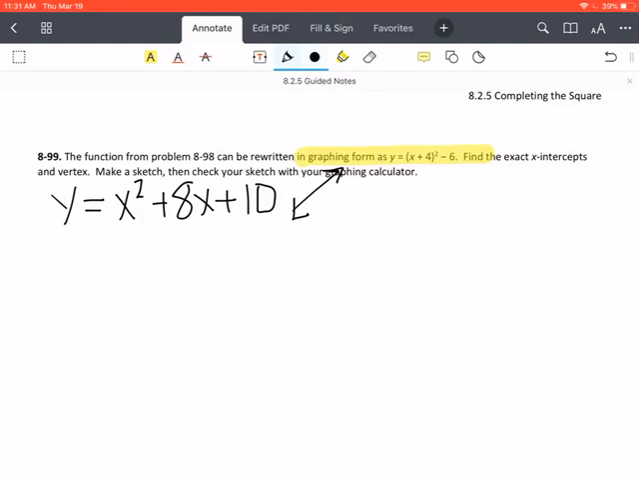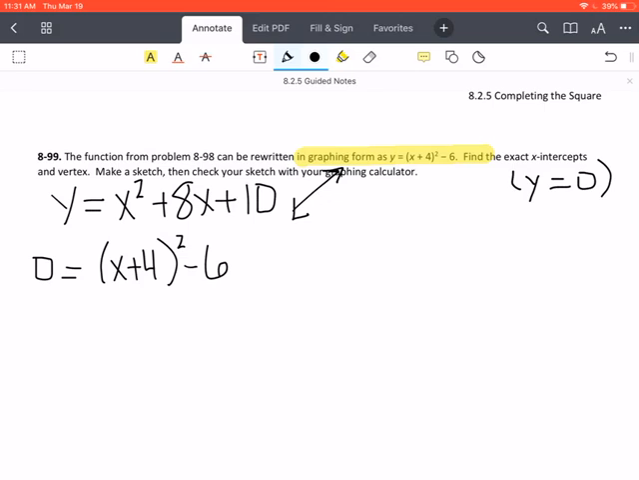Now, as a review from last chapter, whenever we see x-intercepts, we want to note that y equals 0. So our first step in using this given graphing form that we will be able to come up with in a few minutes is we are going to replace y with 0, and we are going to go ahead and copy down our graphing form. And now let's review how we can go ahead and solve this.